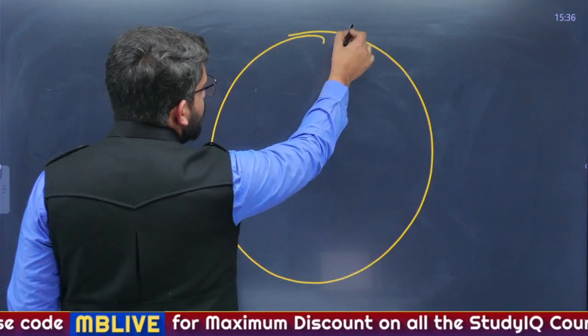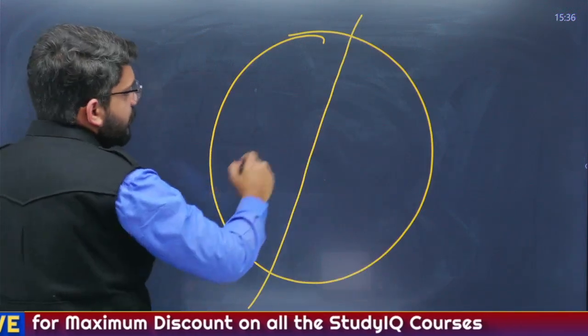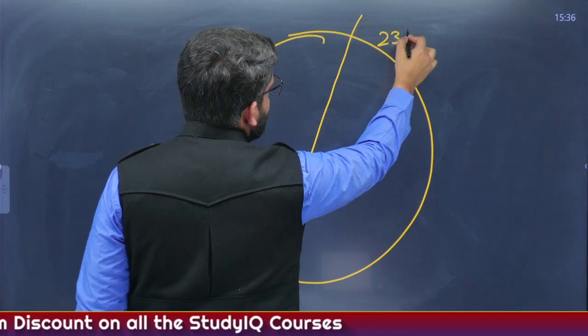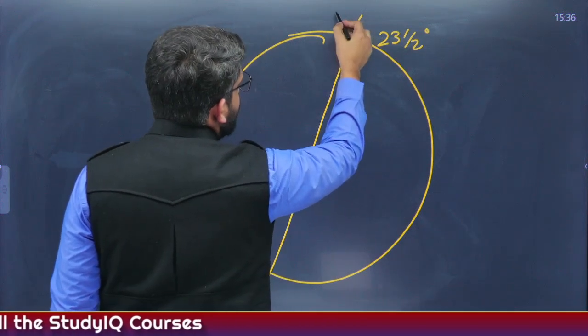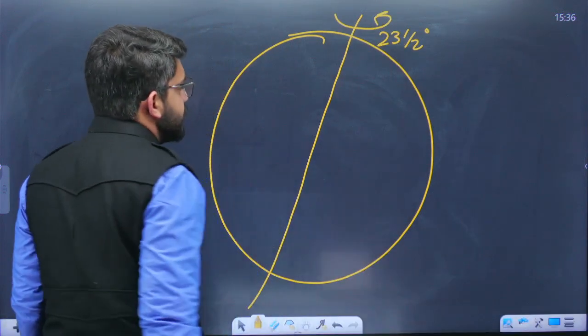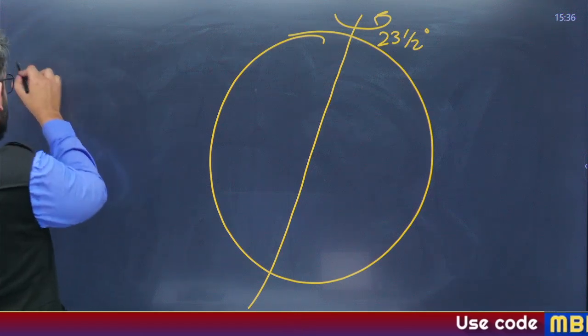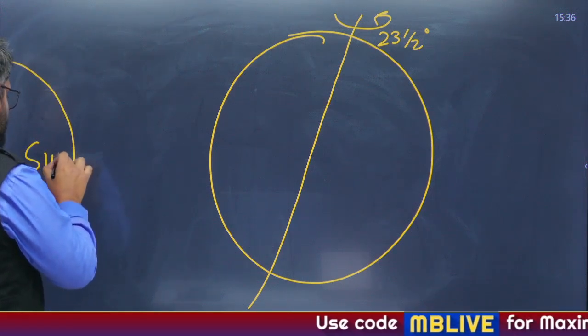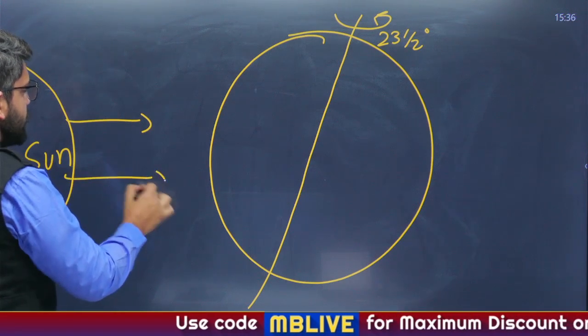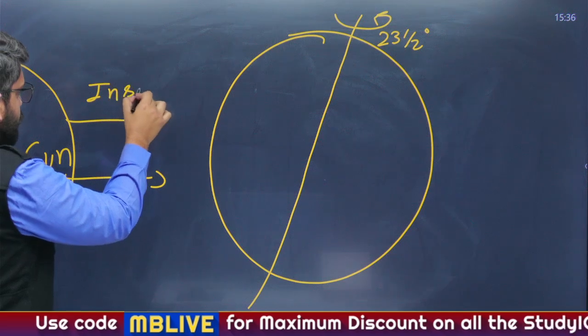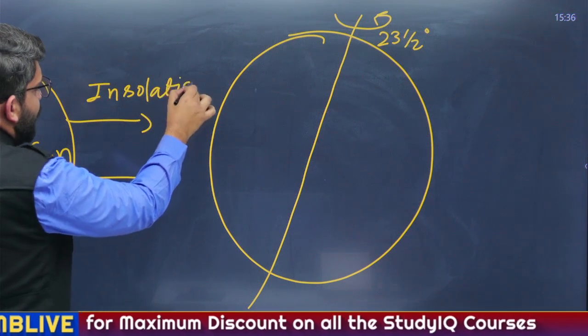This is Earth. This is the axis of Earth, which is tilted 23.5 degrees. Earth is rotating in this direction. Consider this is the sun, and we are getting insolation. Insolation means incoming solar radiation.